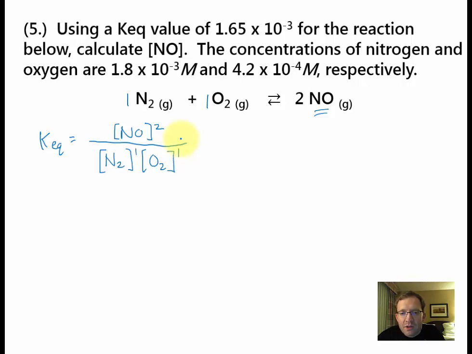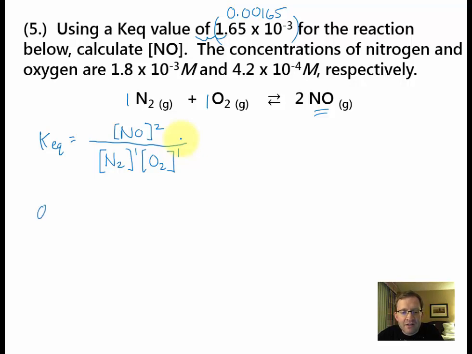All right, let's put in what we know. 1.65 times 10 to the negative 3. You can use it exactly like that, or you can use it in its decimal form. And again, negative 3 means I move it over 3 times to the left, 1, 2, 3. Essentially, that's 0.00165. Or you can use it as it's written, 1.65 times 10 to the negative 3.